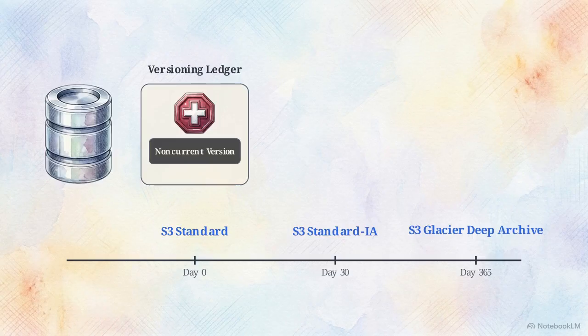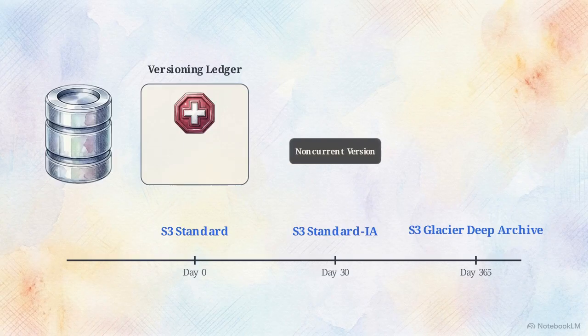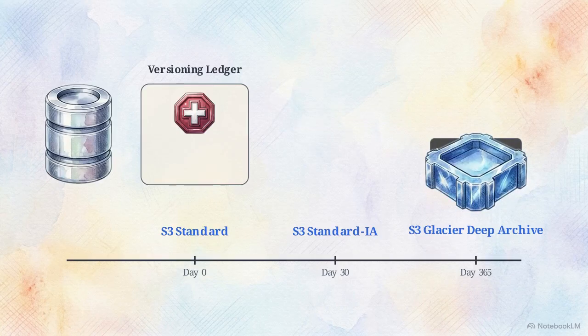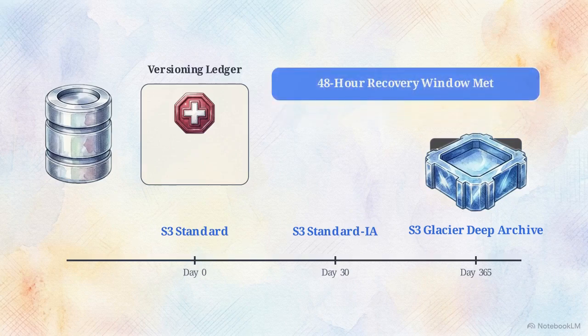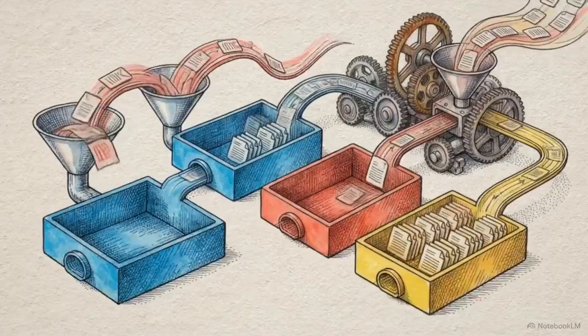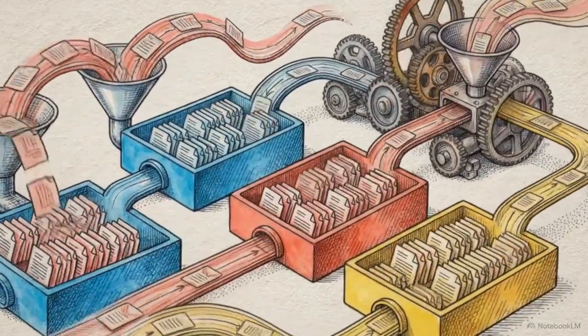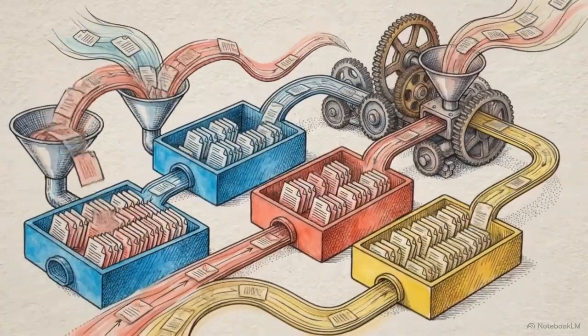The first rule transitions non-current versions to standard IA after 30 days, ensuring immediate recovery. A second rule then moves them to Glacier Deep Archive for the rest of the year. This meets the 48-hour bulk recovery requirement at the lowest possible cost. Integrating lifecycle transition rules with non-current versions allows for the achievement of complex retention SLAs at the lowest possible cost.